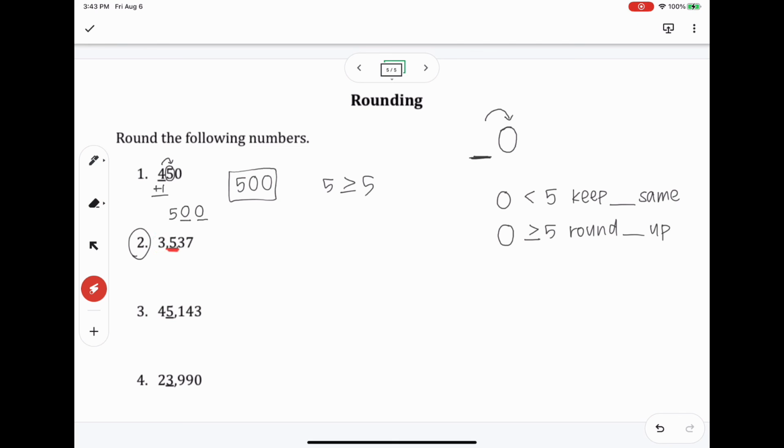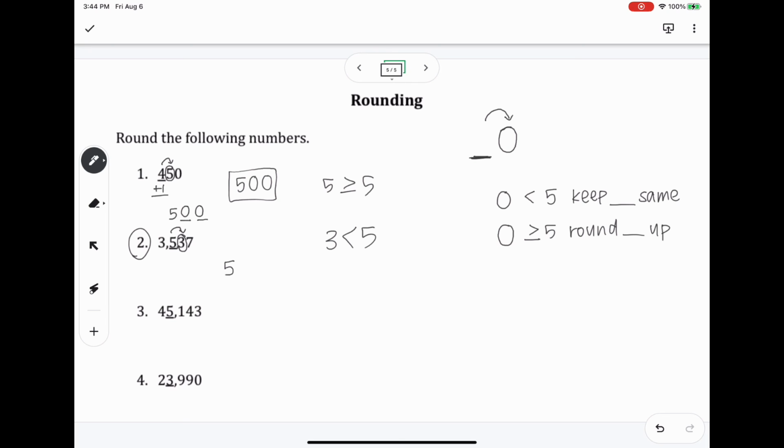And that's it. So I'm also going to go over number 2 to show you what happens to numbers left of the underlined value. So we have 3,537, and our underlined value is in our hundreds place. So we're going to look at our tens place, which is the number to the right. And I'm going to circle this, which is a 3. And 3 is less than 5, so it fits into the first option over here, which says keep the underlined value the same. Now we're going to keep the 5 the same, which means we just leave it as 5.